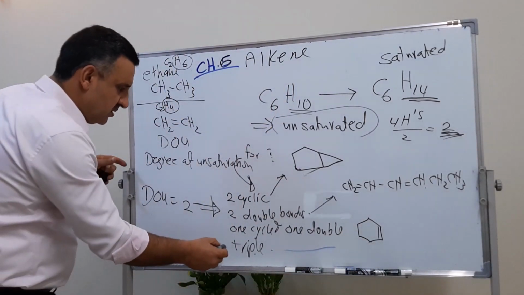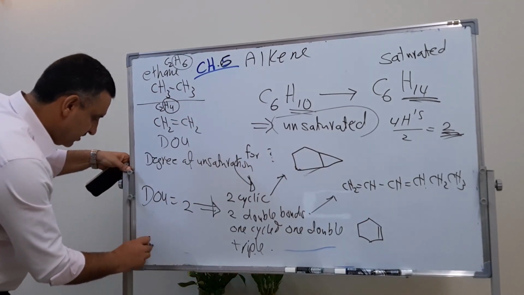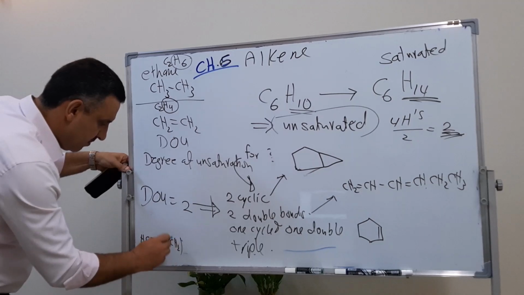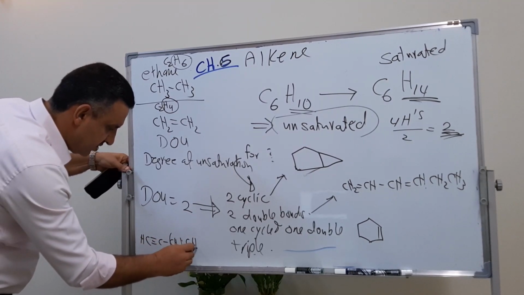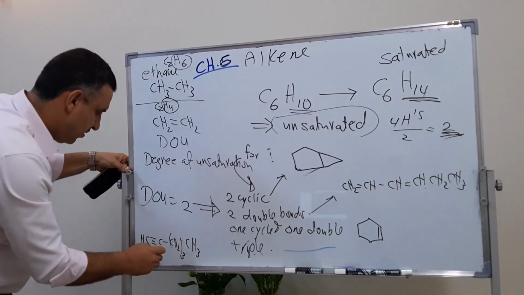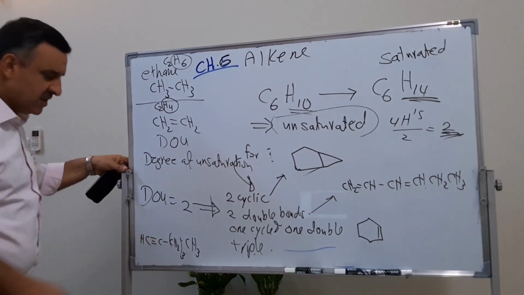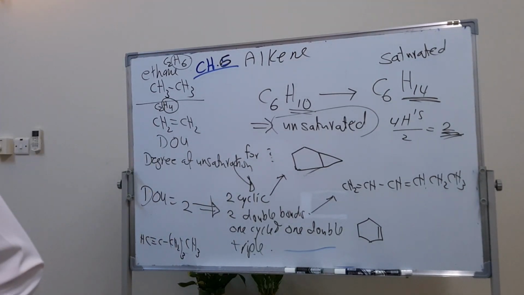A triple bond, I may draw, for example, CH triple bond C, CH2, and then CH3, numbering 3, 4, 5, 6. Right. So these are actually the possibilities of the compound.